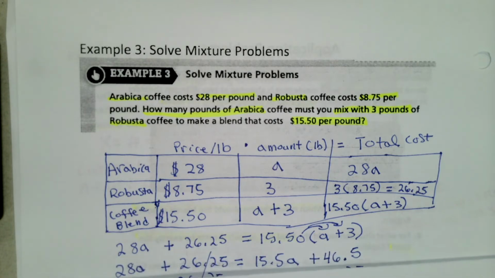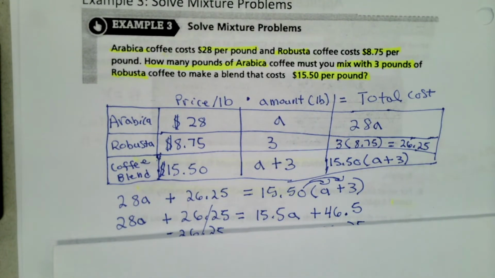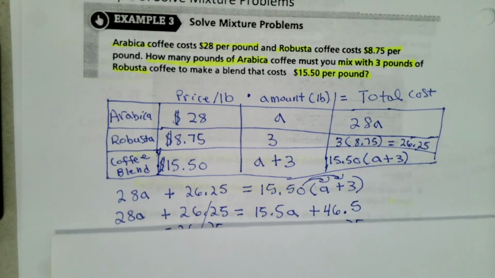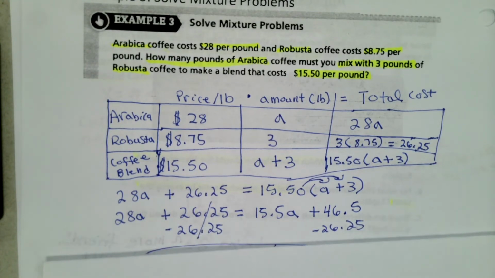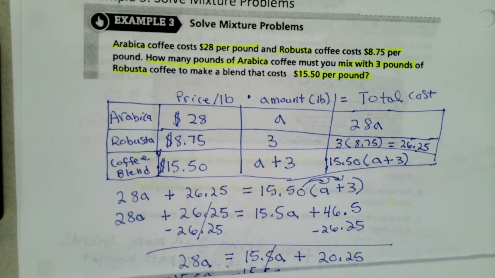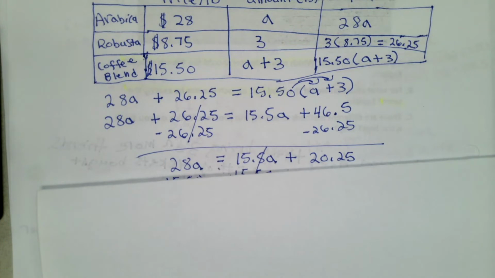So first things first, we distribute and we get our 15.5A plus 46.5. Then we go ahead and subtract our 26.25 on each side. Bringing that down, we get 28A is equal to 15.5A plus 20.25. Sorry about that. There you go. Give you time to look at it.